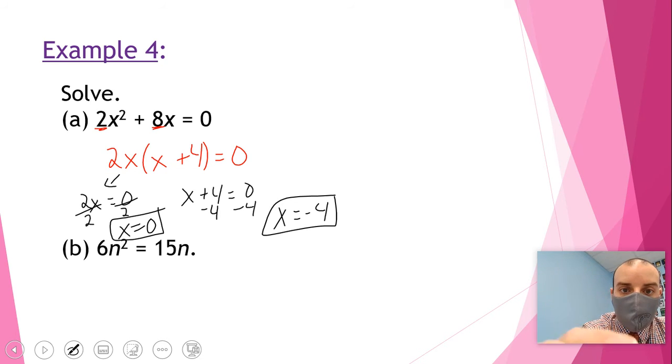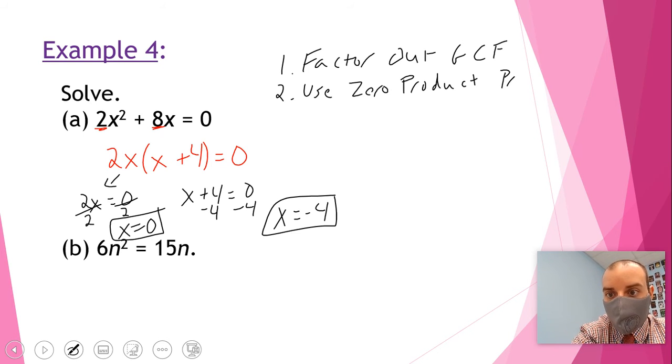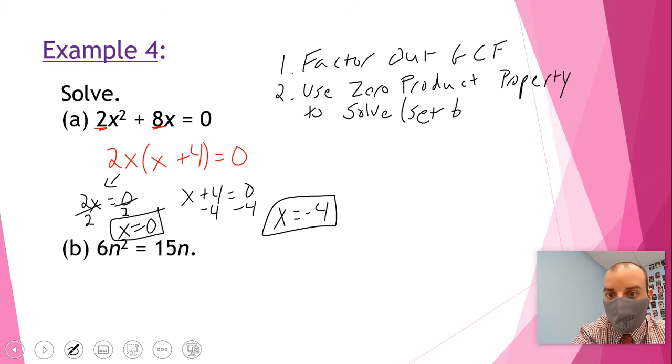So first thing you want to do is factor out the greatest common factor. And then step 2, use the zero product property to solve. And all that means is just set both parts equal to 0. Make sure you write this down.